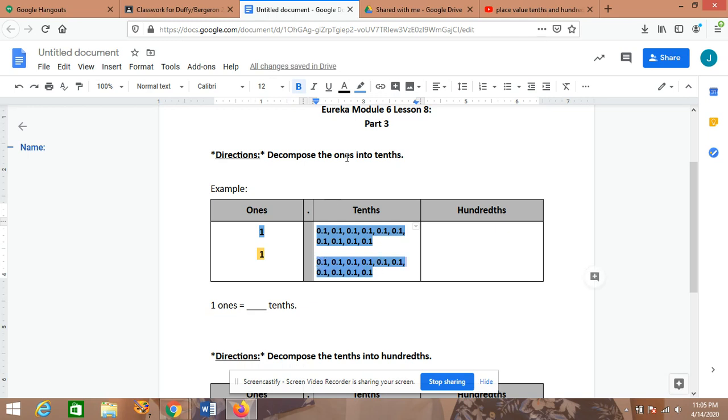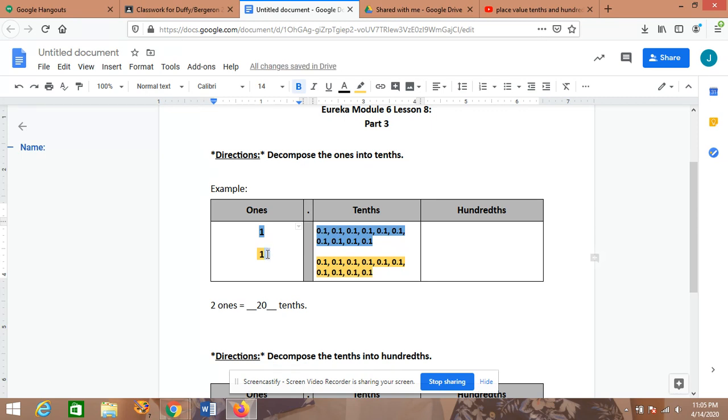Make sure that's yellow so I know it belongs with. So instead of 1 one, we had 2 ones. How many tenths does 2 ones equal? Well, now we just add all the tenths. There's 10 in this group, 10 in this group, so that's 20.